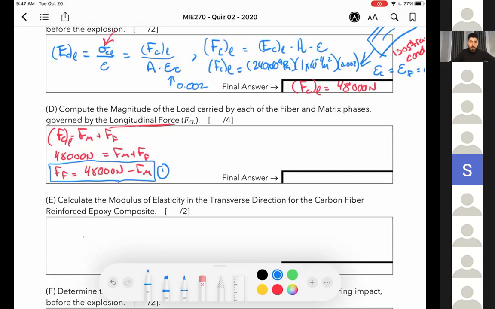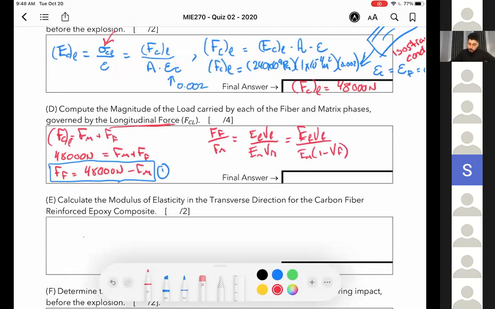Okay, so we need one more equation because right now we have 2 unknowns. What's going to be our next equation? The ratio, yes, absolutely. So Ff divided by Fm is equal to EfVf divided by EmVm, which is equal to EfVf divided by Em(1 minus Vf).